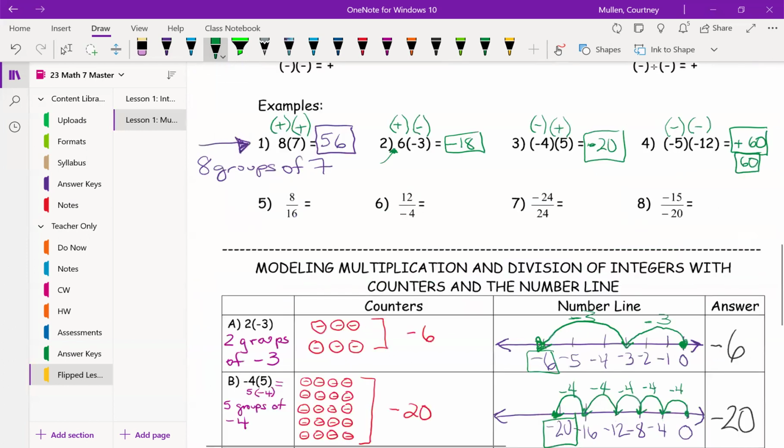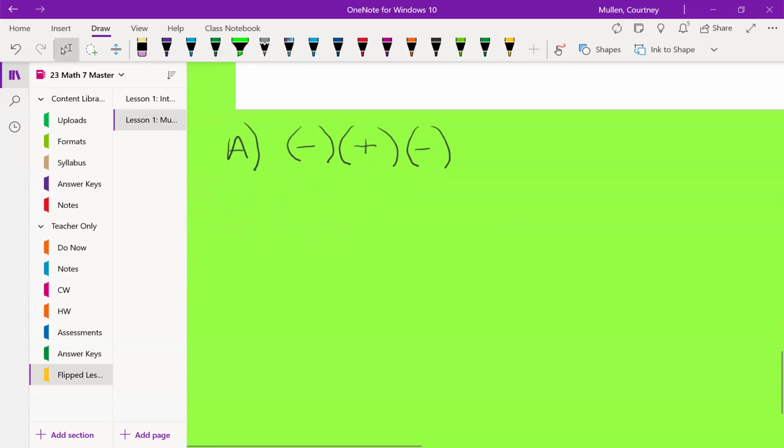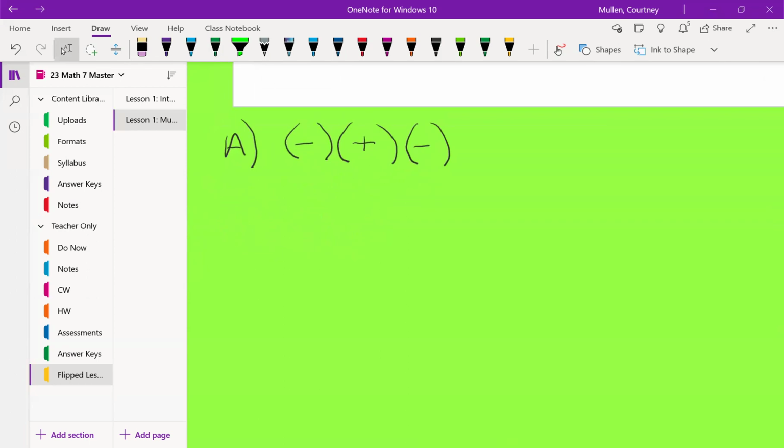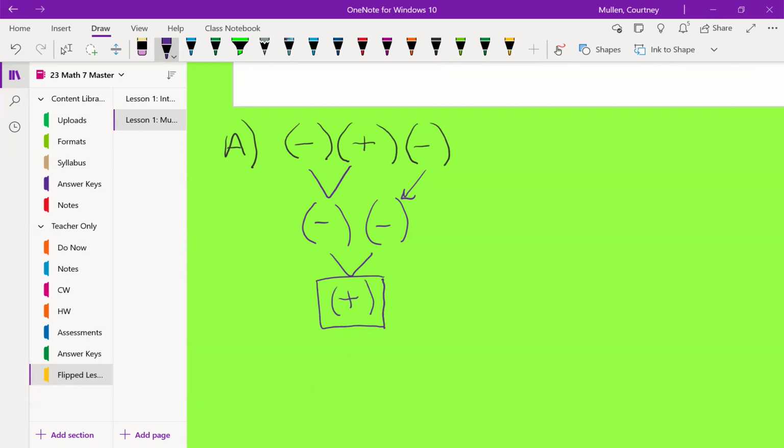Let's go back to that challenge problem I posed for you that's on the back of your notes page. So if we have 3 integers that we're multiplying together, let's see what would happen here. We might want to take it 2 at a time. So we have a negative times a positive. Well, a negative times a positive is a, you guessed it, a negative. So then we'll bring down the other integer, and then we'll use our rules once more. A negative times a negative is a positive. So the result of multiplying a negative, a positive, and a negative ends up being positive.